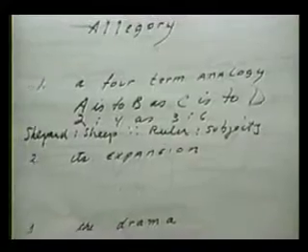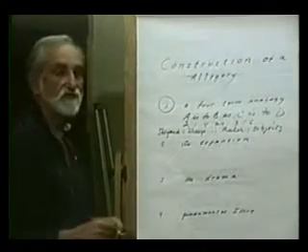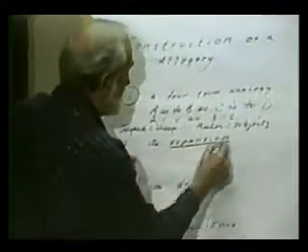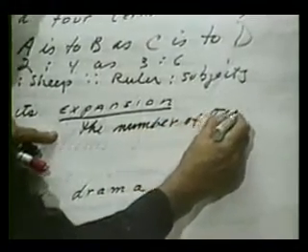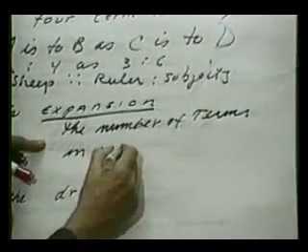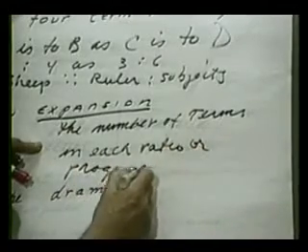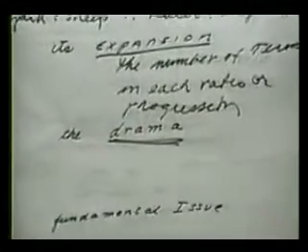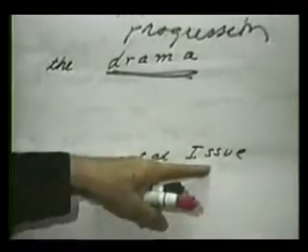Once you have your basic four terminology, you generate analogies by principle. All right? So first, you start with your first four terminology. Then you have to expand the number of terms in each ratio or progression. Then, once you've done that, you have to introduce a drama, a storyline that's going to dramatize a fundamental but most significant issue. These are the four parts of any allegory.